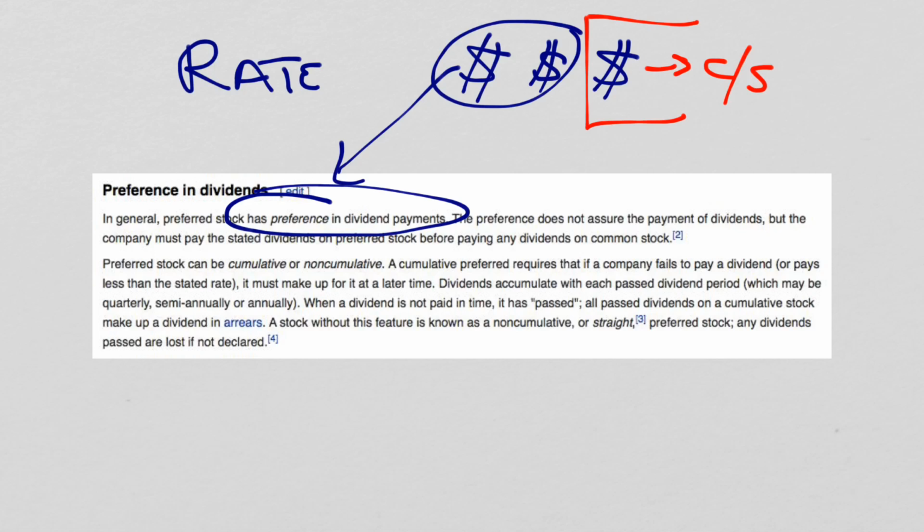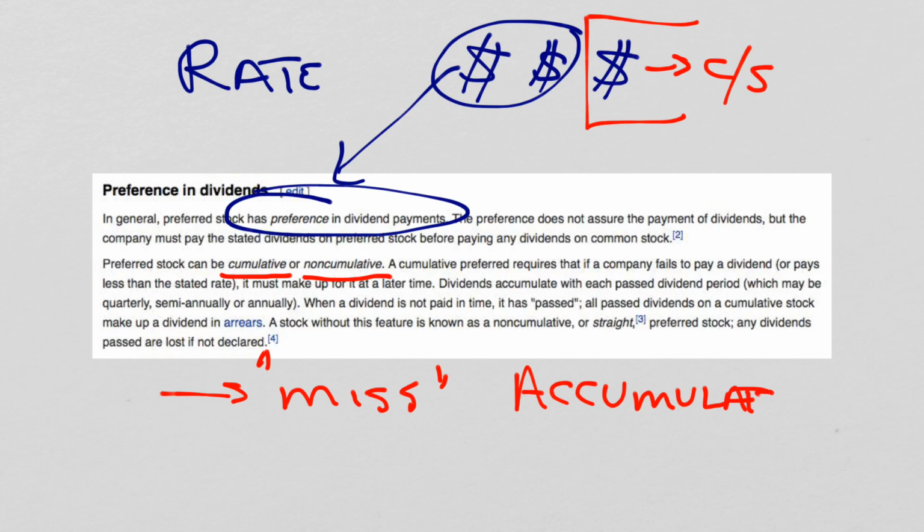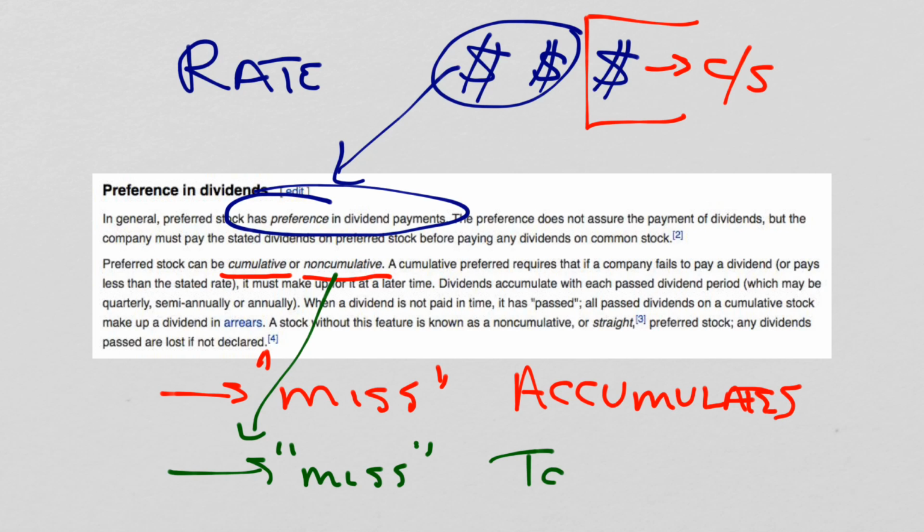And there are two types, and this is what you need to know for this course. You're going to need to know it. There's cumulative and non-cumulative preferred stock. Preferred that's cumulative means that if we miss paying a preferred dividend, it accumulates, and when we have the ability to pay dividends in the future, the accumulated missed amount has to be made up first. And the non-cumulative, which we'll put in green, is if you miss, it's just sort of too bad.